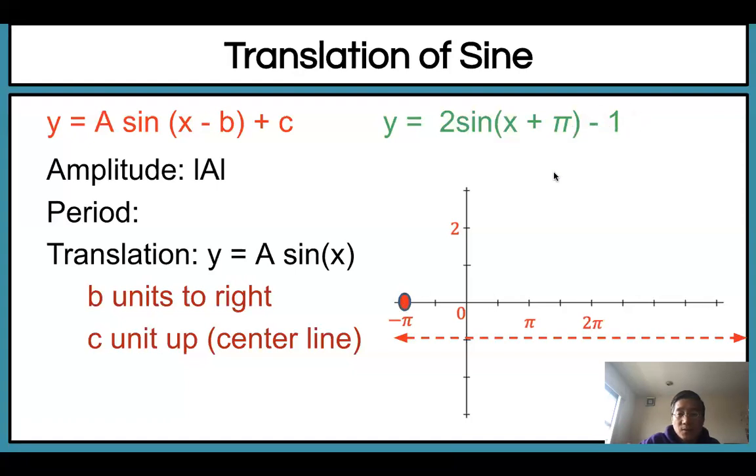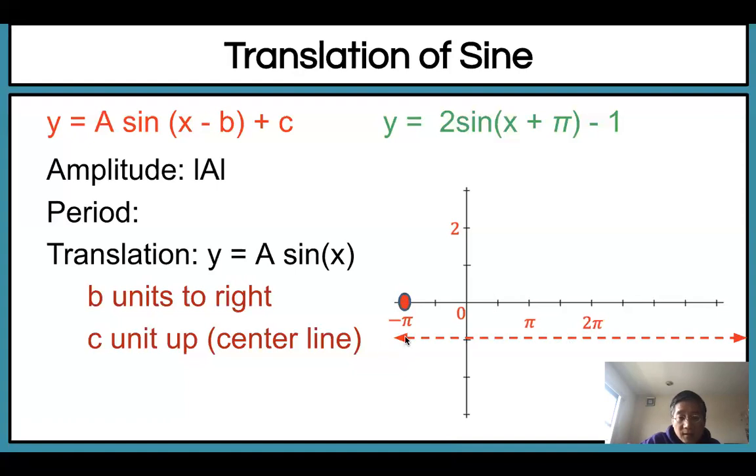Minus 1 goes down. So when you go down, you move the center line to here. Originally, this was the center line. You didn't need to draw it, but when you move it up or down, you need to draw the center line. So the center line is negative 1, right? The dashed line, negative 1. Now, your sine curve starts from where? At negative pi, sine starts from the center line, 0, right? From that you are going to start here.